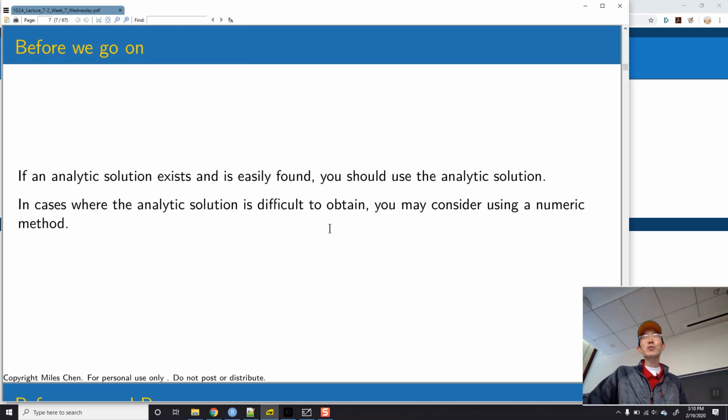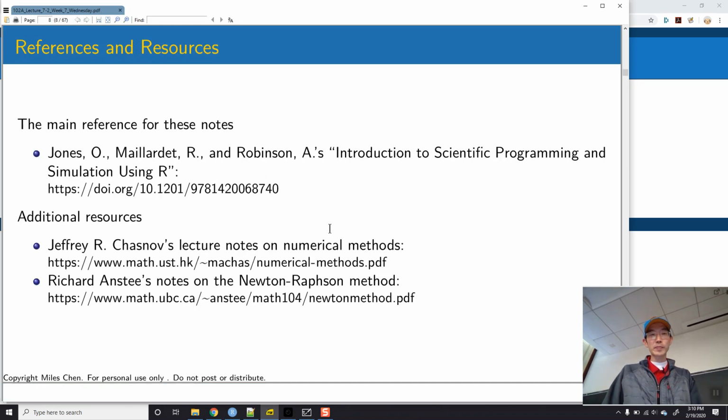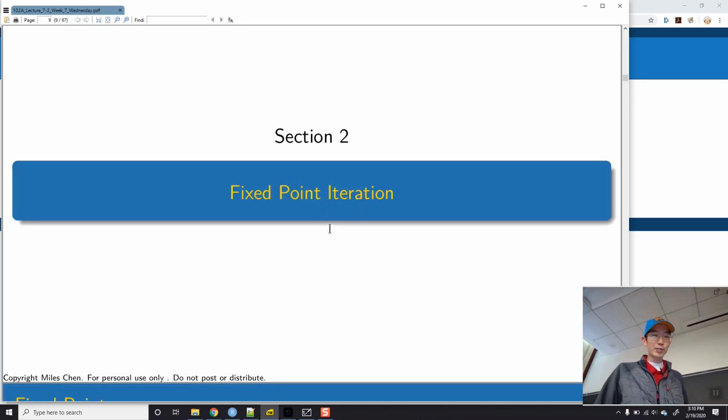In real life, we would not use a numeric method to solve for this because that's just silly, okay? We could easily solve those problems. But they're for illustration, to show how these things work, okay? Some references for you guys to check out.